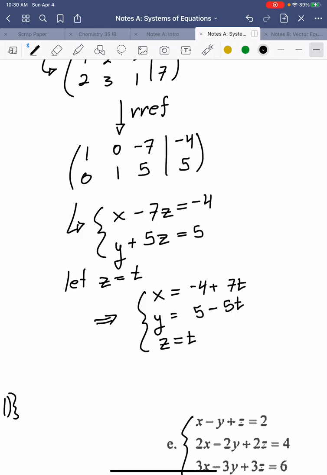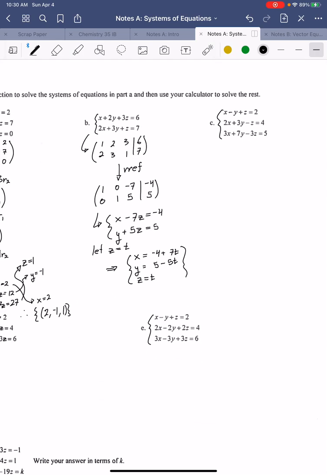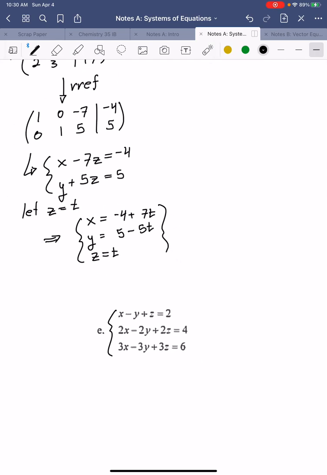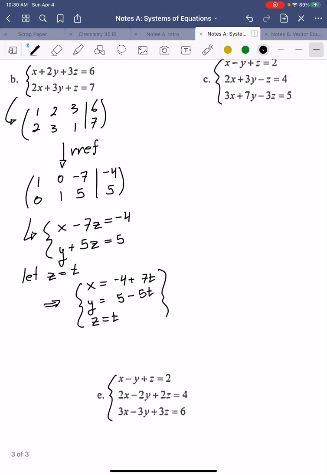So we can show our solution like this. We're allowed to do that. Don't worry about it. That's our solution. Because there's any value for z, and given that our x and y could have different values depending on what value we have for z.